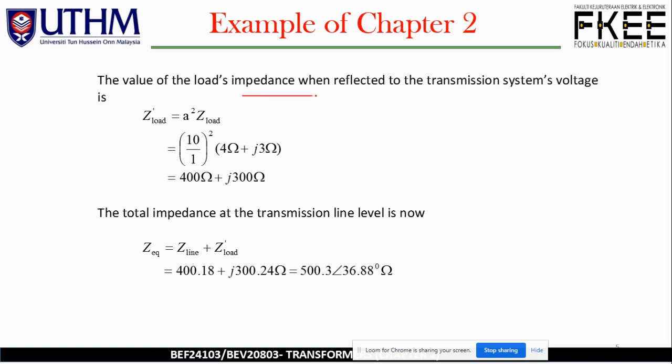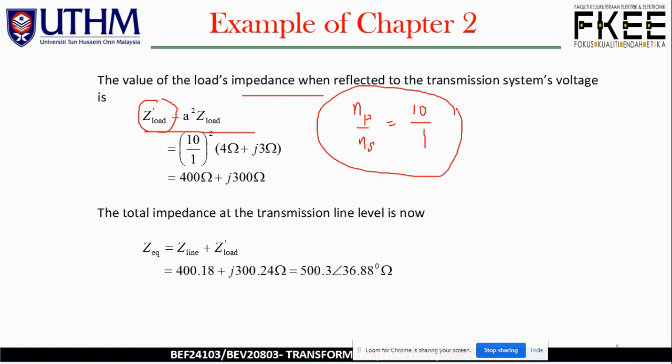The value of load impedance when reflected to the transmission system voltage is, as we have discussed earlier, the new Z load, which is Z prime load. Z prime load equals A squared times Z load. The value of A is NP over NS, and this is given as 10 to 1 in the question. Z load is also from the question. So Z prime load is 400 ohm plus j300 ohm.